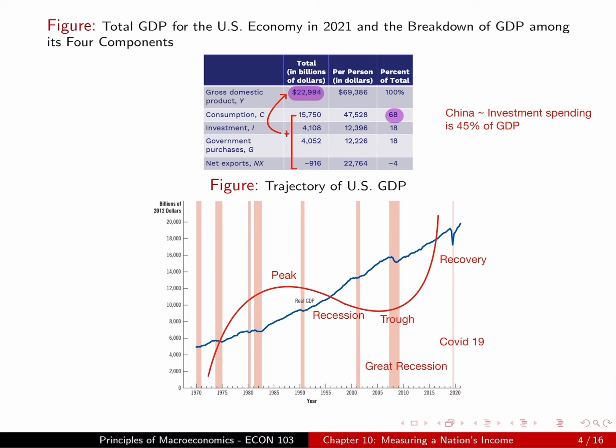In analyzing historical GDP data, we observe cycles of expansion and recession of the US GDP trajectory. Notable examples include the Great Recession, 2008 to 2009, and COVID-19, 2020 to 2021. These cycles consist of peaks, recessions, troughs, and recoveries, collectively known as the business cycle.